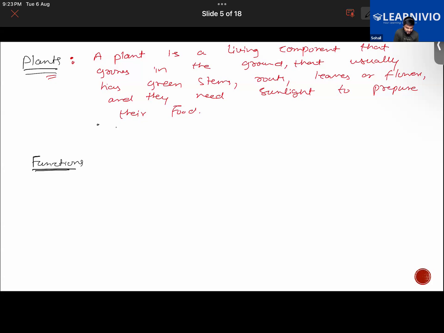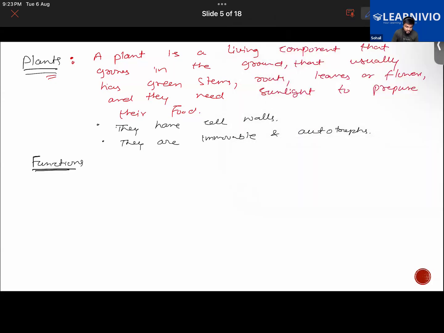Another thing we have learned is that they have cell walls in them, which is absent in the animal cells, right? And another thing is that they are immovable, they can't move from one place to another, as they are anchored into the ground due to their roots. So they are immovable autotrophs.